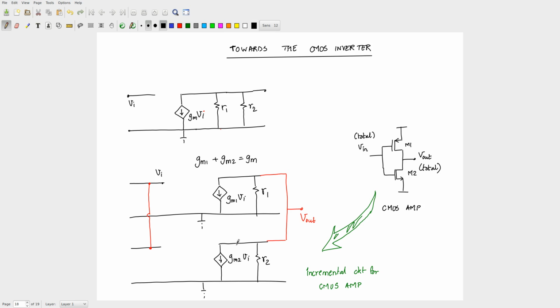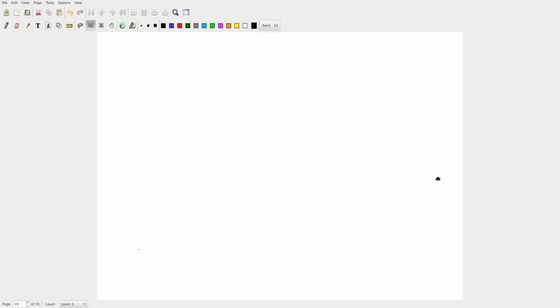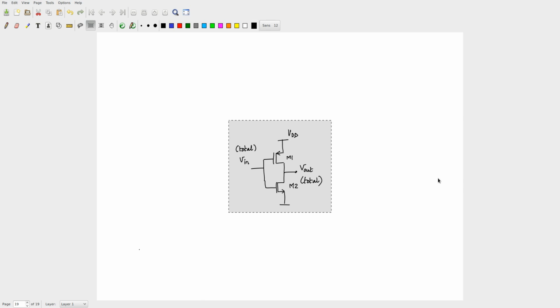Okay? The only thing is, how do you bias this, right? I have not told you how to bias it. So we'll look at the biasing in a minute, but before that, let's just look at the large signal characteristics of this particular amplifier. All of you have done it, so I can go through it very quickly.